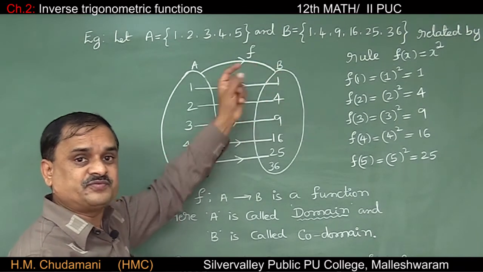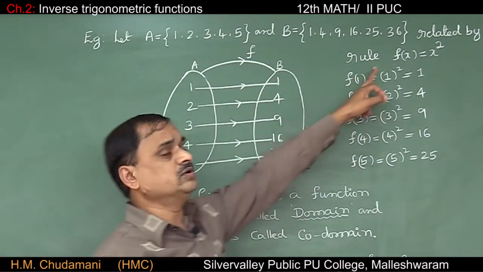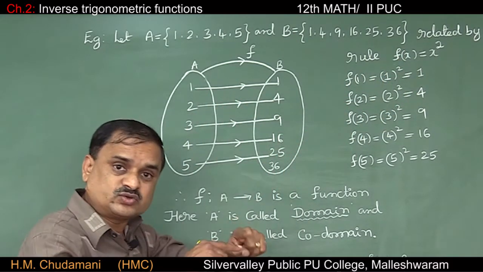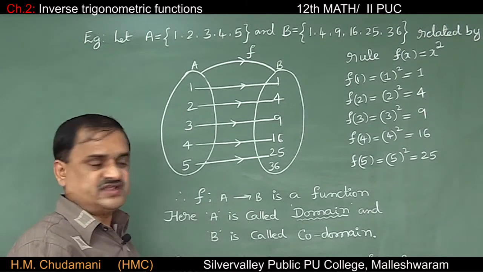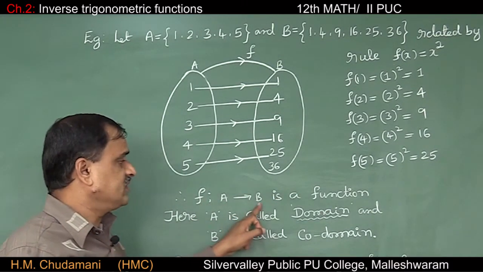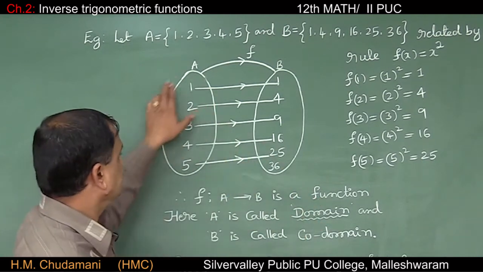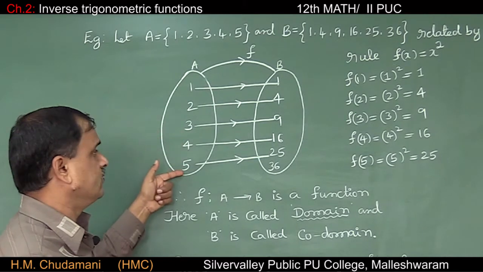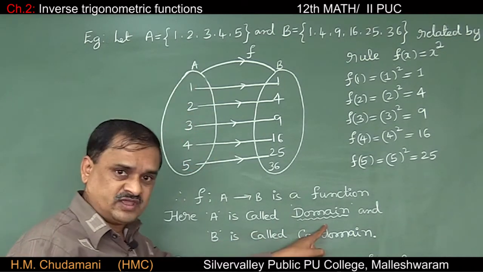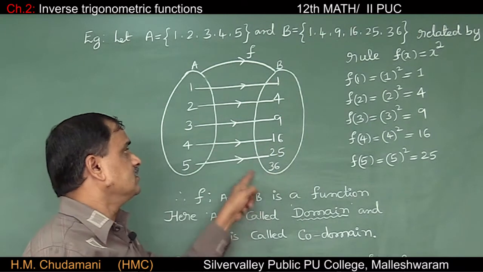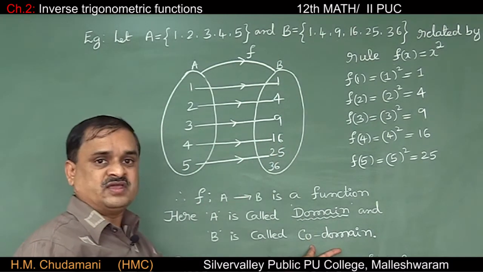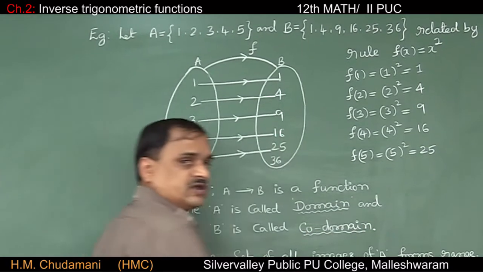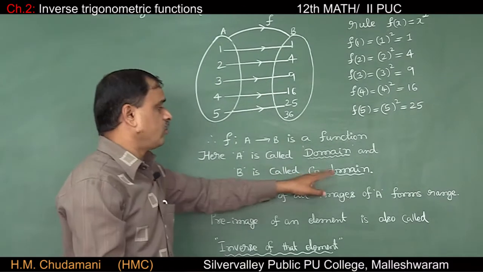So the function f follows some rule. What is the rule? f of x is equal to x square. Every element is associated to the square of itself, right? So f from A to B is a function. Here the elements of the set A are 1, 2, 3, 4, 5. So A is called the domain, and B is called the codomain. The complete set of elements of B is the codomain.